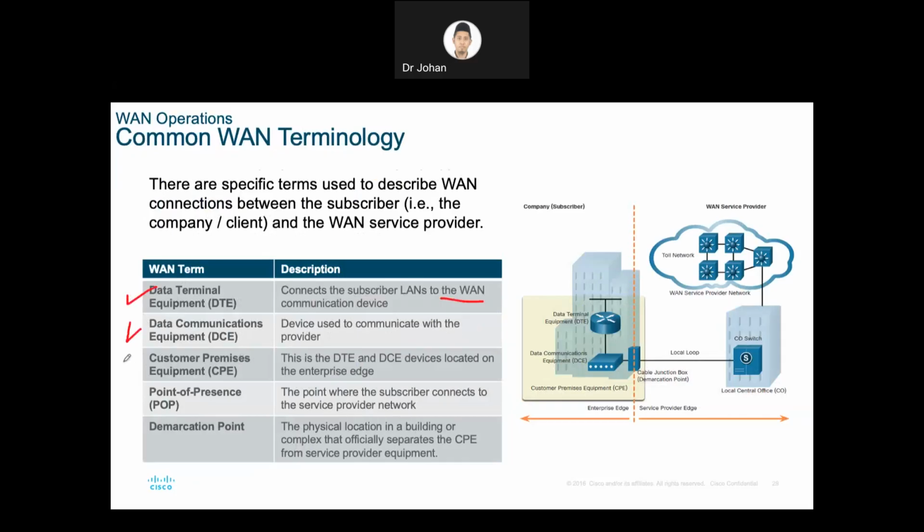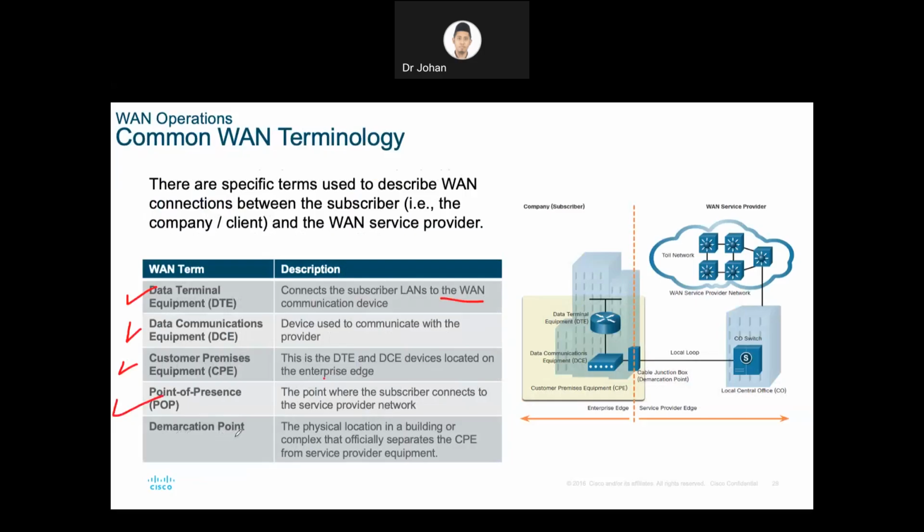And we have another, CPE, the customer premises equipment. These are the DTE and DCE devices located on the enterprise edge. Then point of presence, or POP, is the point where the subscriber connects to the service provider network.